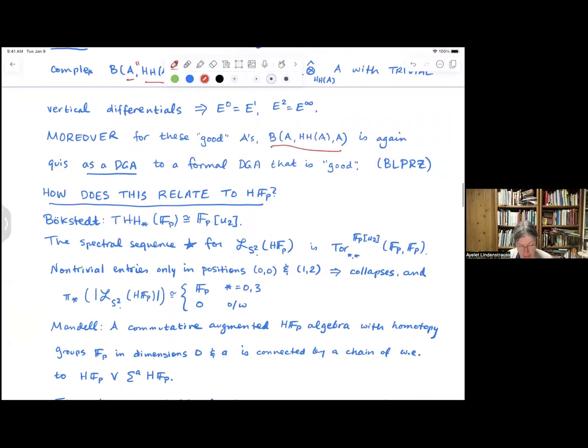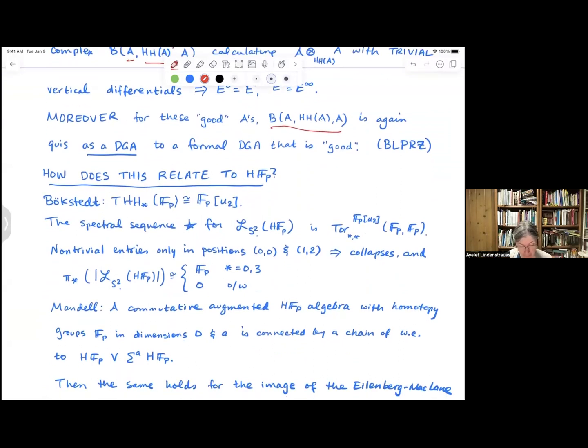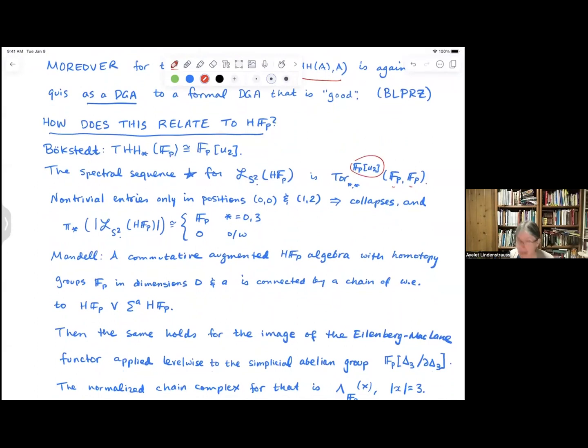And as I said, Bökstedt showed us that THH_* of F_p is the polynomial algebra over F_p. And the spectral sequence I was talking about, the E2 of the spectral sequence for the Loday construction of the two-sphere of HF_p, is going to be the Tor over the Loday construction of the circle of F_p with F_p. And this is the easiest case, in which it collapses for dimension reasons. So we get non-trivial entries only in positions (0,0) and (1,2), so there can't be any differentials. And we decide that pi_* of the Loday construction over the two-sphere of HF_p is F_p in dimensions 0 and 3 and 0 otherwise. But then Mike Mandell told us that if A is a commutative augmented HF_p algebra, and all these Loday constructions, by the way, are augmented, you could just collapse the whole space to a point.